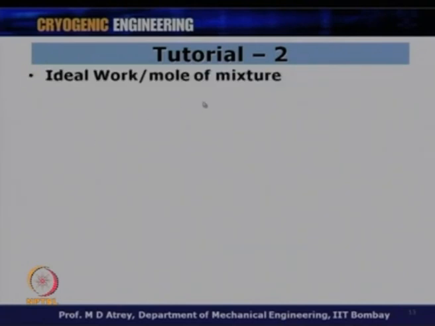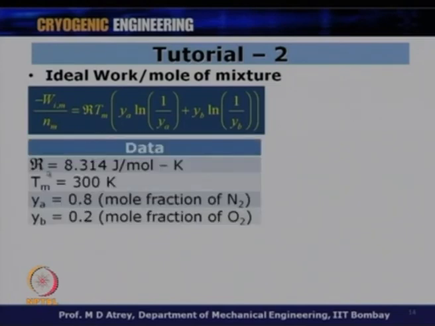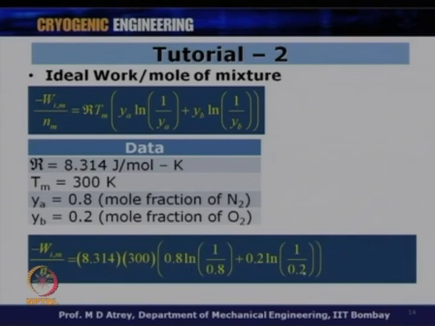Alright, so ideal work per mole of mixture, which is Wim upon Nm, and this is a standard formula. So, basically now put the values. We know R is the universal gas constant 8.314, Tm is equal to 300 Kelvin, Ya is 0.8, Yb is 0.2. Putting these values, Wim upon Nm is equal to this formula, 0.8 log 1 by 0.8 plus 0.2 log 1 by 0.2, into RTm, and this gives you 1248.1 joule per mole. This is work of separation of mixture per mole of mixture.